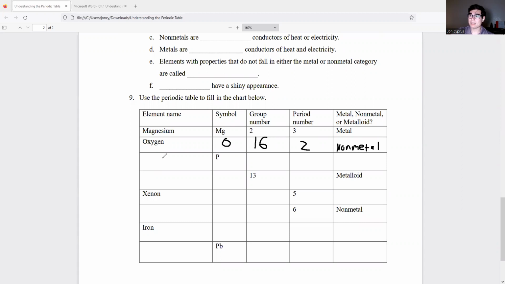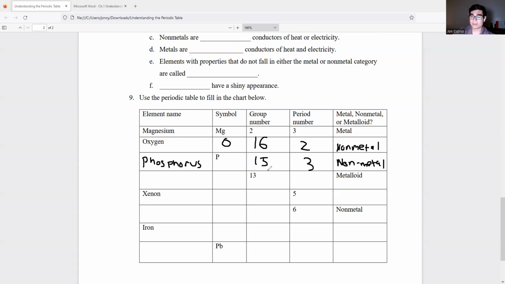Next, now we're starting with P. So P, you'll also find in the non-metal section, right? You just gotta go hunting for these to find them. So on the top right, I think it's down and to the left from oxygen. So 1 down and 1 to the left. So it's going to be in group number 15 and period number 3. This is a non-metal, as I said. And that's it.